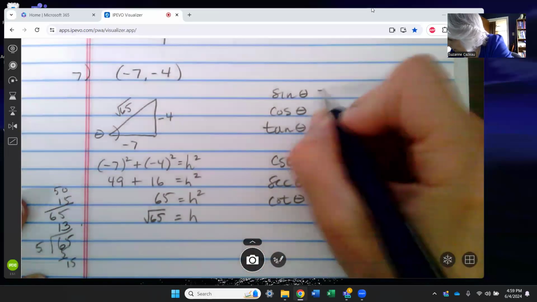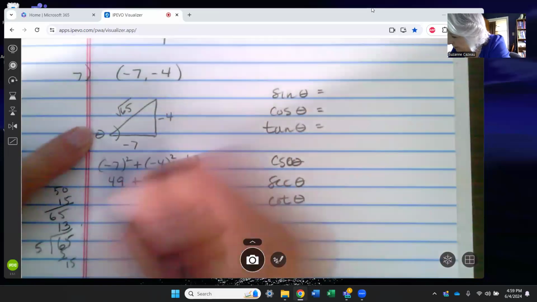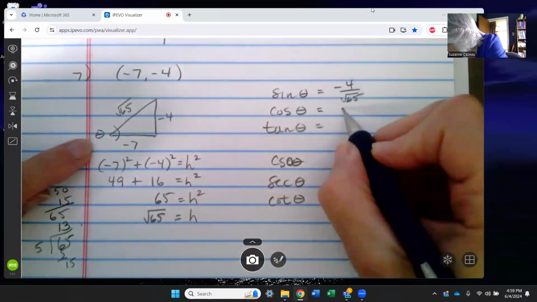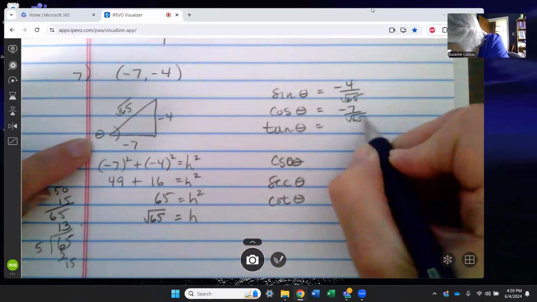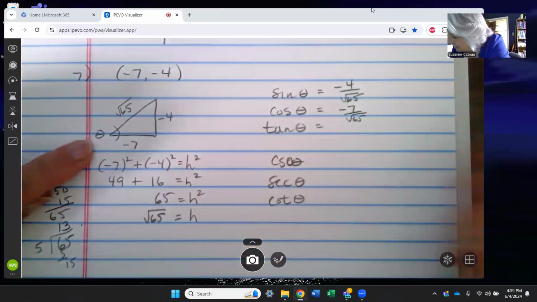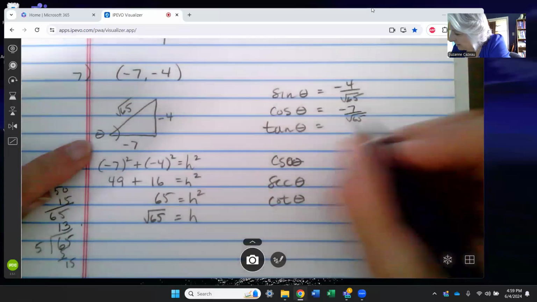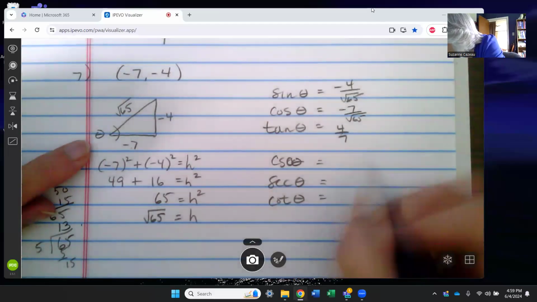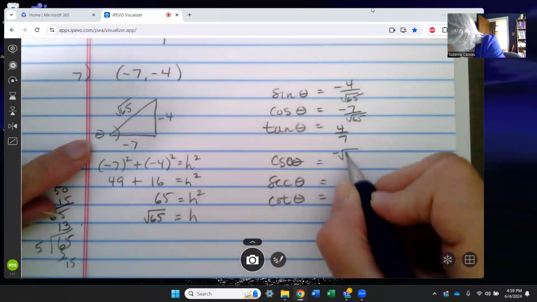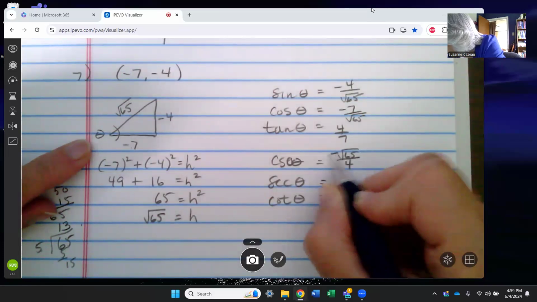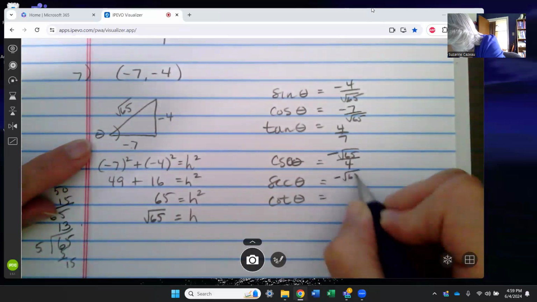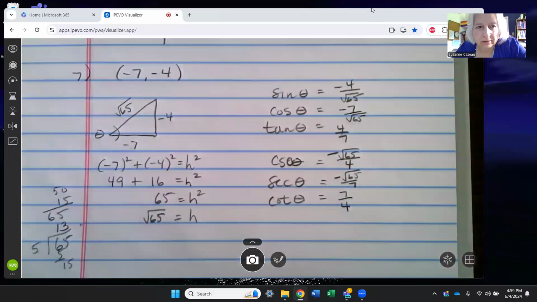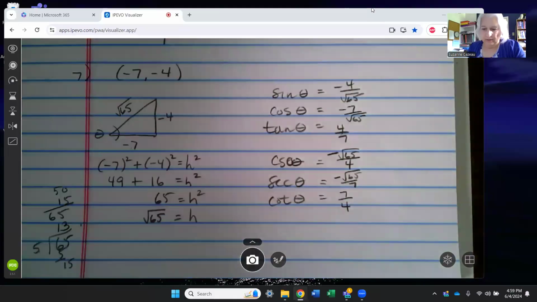Okay. So opposite over hypotenuse, that's -4 over root 65. This one's -7 over root 65. And then opposite over adjacent, -4 over -7 is 4 over 7. And now we just want the reciprocals. Root 65, negative root 65 over 4. Negative root 65 over 7. And 7 over 4. All right. That's number 7.